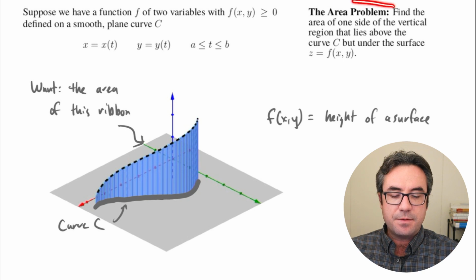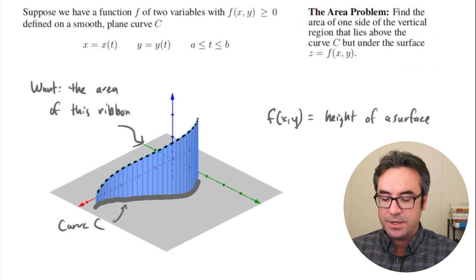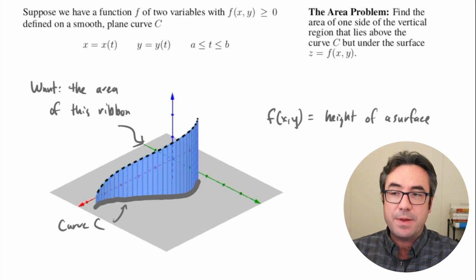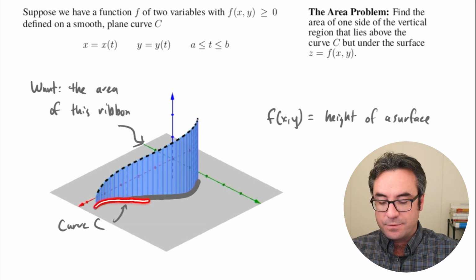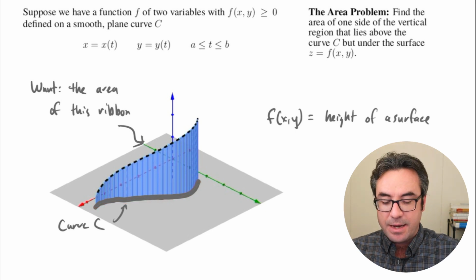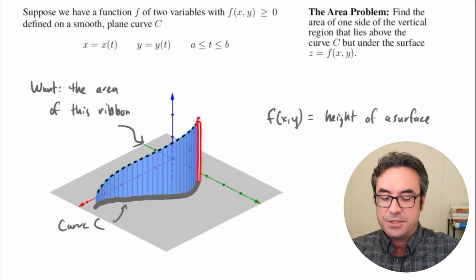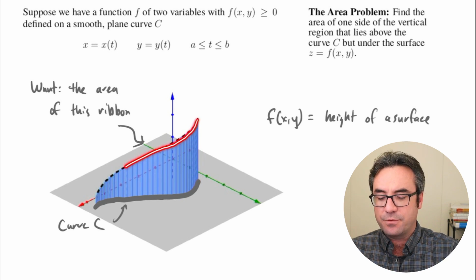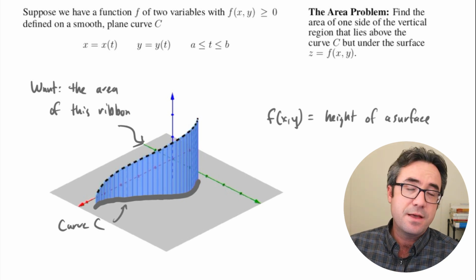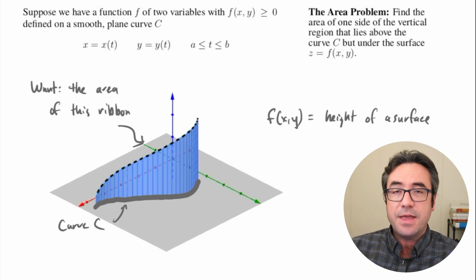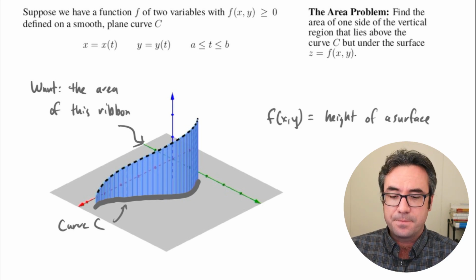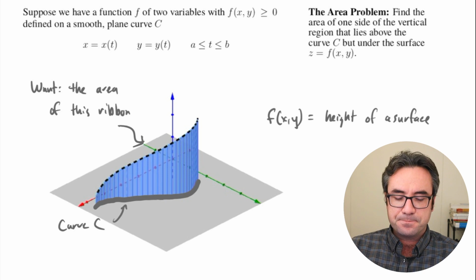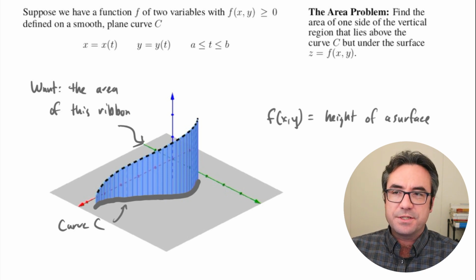And the area problem that we considered was, how do we find the area of this ribbon where it goes from the curve C sitting on the xy plane and extends up until that surface? So we have the top of our curve here sitting on the surface. And the question was, how do we find the area? And the answer to that was the line integral. And that's what we saw how to calculate. Well, now we're going to look at two other line integrals.